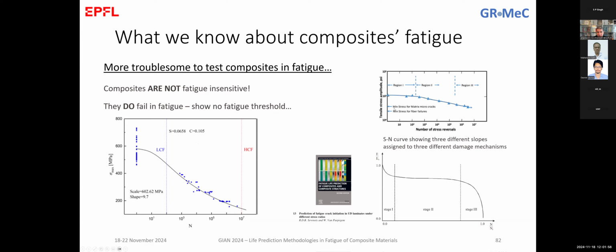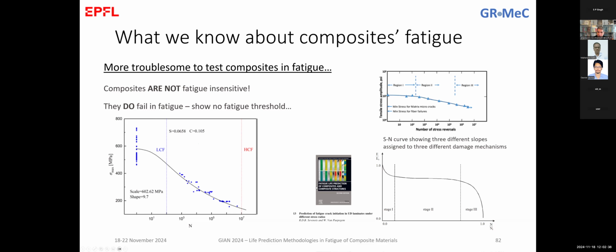We know that the S-N curve of composites can follow this power law equation, and it has 3 different slopes that can be assigned to damage mechanisms. In the initial stage, we have mainly matrix cracks, and when we go to different loads at lower stresses, we have mainly fiber failures, which we'll see also in the experimental data that we'll show tomorrow.